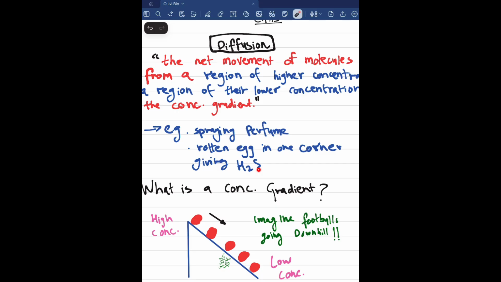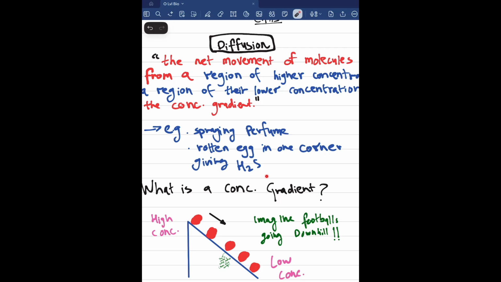So the real world examples we have of diffusion is spraying perfume. Let's suppose you spray perfume at this corner and you're standing over here. When you spray perfume over here, then after a specific interval of time, you would smell the perfume in this corner as well. And how does this happen? This happens because of diffusion, because over here there is a higher concentration of the specific perfume, and you're standing over here. So from the higher concentration to the lower concentration.